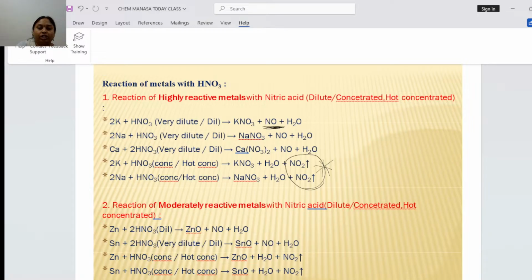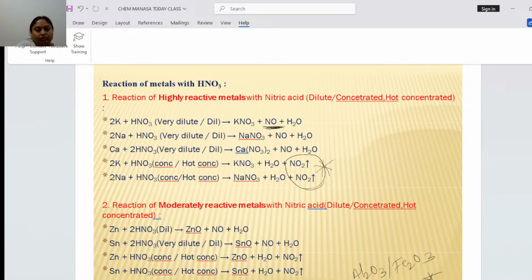And one more thing, when it comes to iron and aluminium, they give respective oxides. The reaction is passive and an oxide layer is formed. So these are the differently given products in total. This is supposed to be remembered.